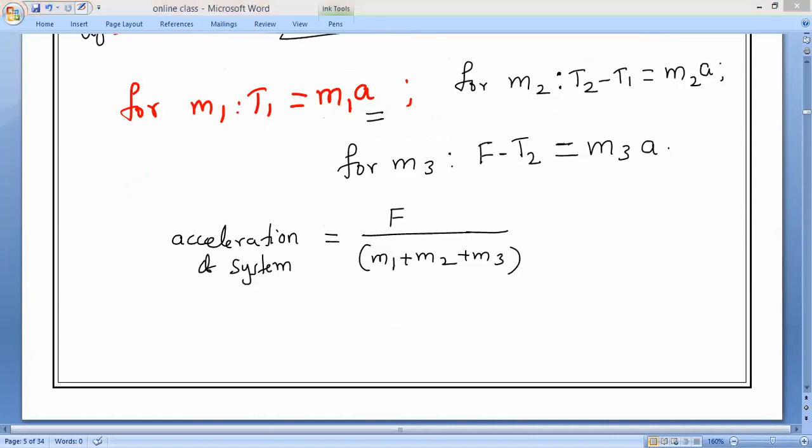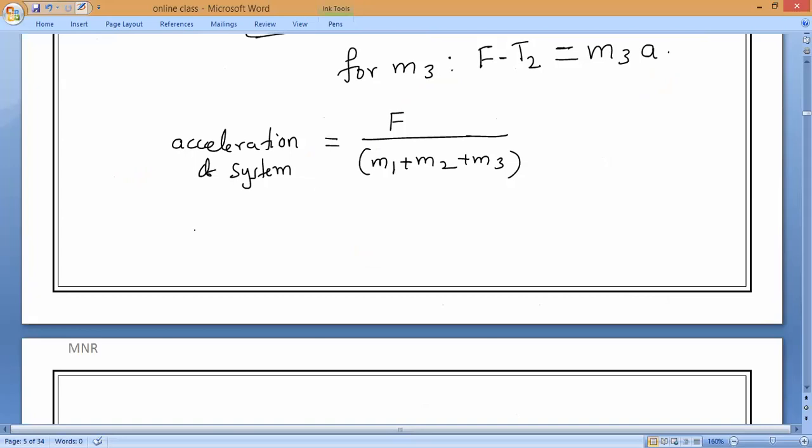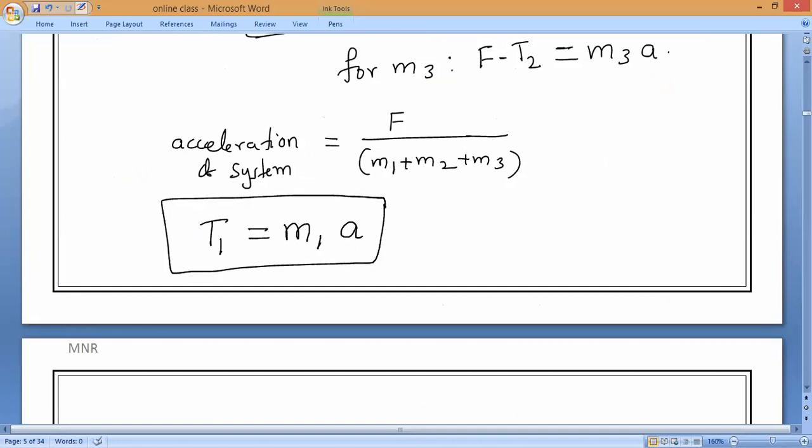Now, I want T1. T1 is equal to what? We already did that. T1 is the force acting between body 1 and 2. T1 is equal to the mass of body 1 into acceleration.